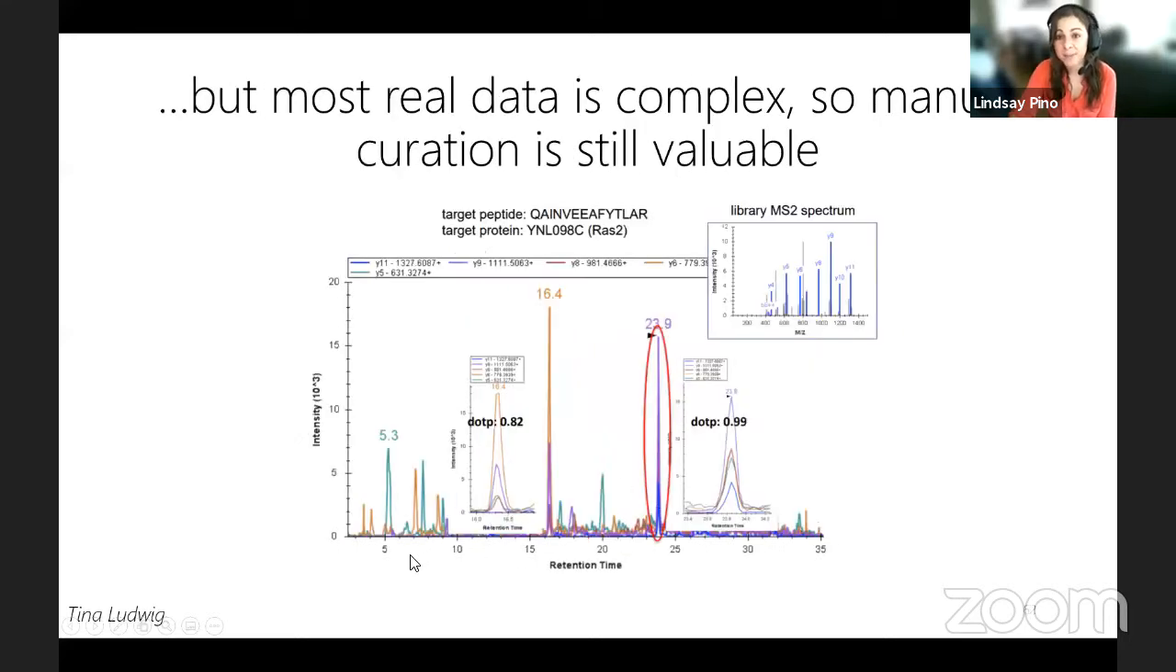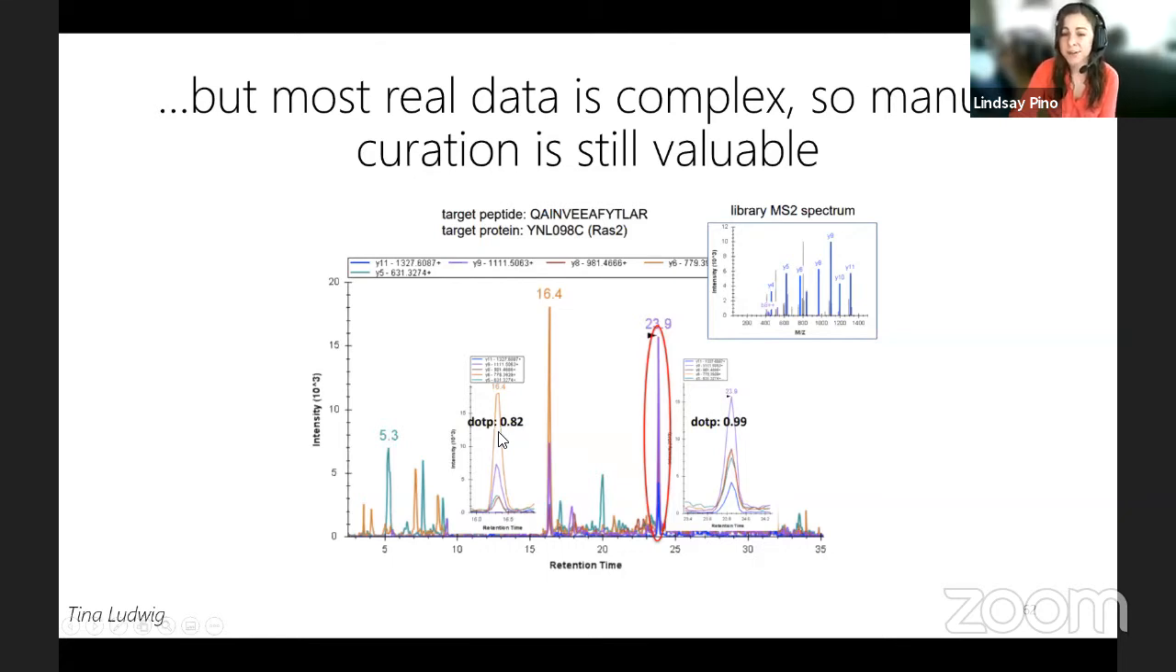However, real data can be quite messy and complex. So deciding which one of these chromatographic peak groups corresponds to the peptide, the precursor you want to measure, can be difficult. And this is where having prior information, such as the spectral libraries that we're going to use in a second, can help you determine which one of these two intense, good-looking peak groups is the right peak group for this precursor.